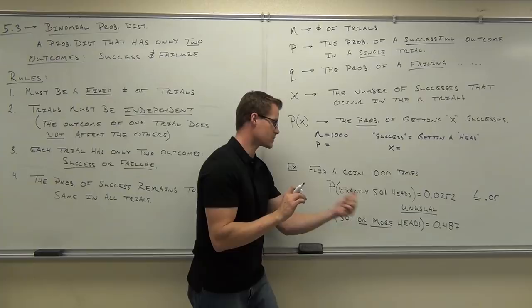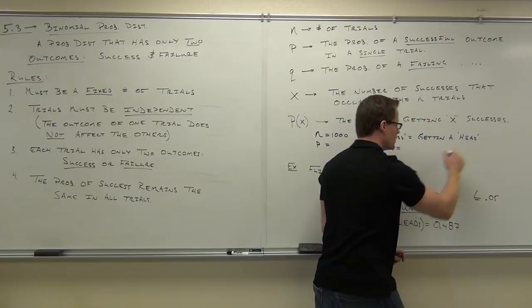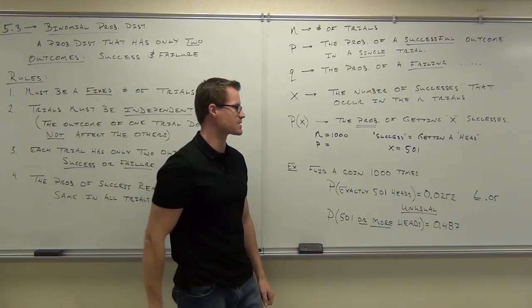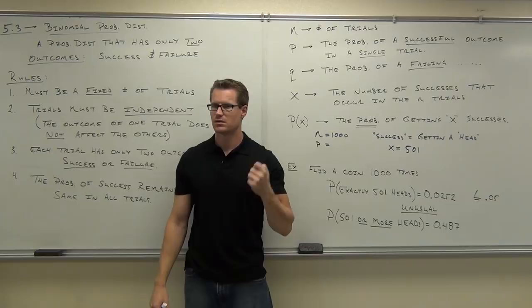So success is getting a head. X, we're looking for 501 successes. That's how that plays in there. We're looking for 501 successes. What's the probability of getting one success? Flipping a coin, assume this is a standard coin. Flipping a coin is?